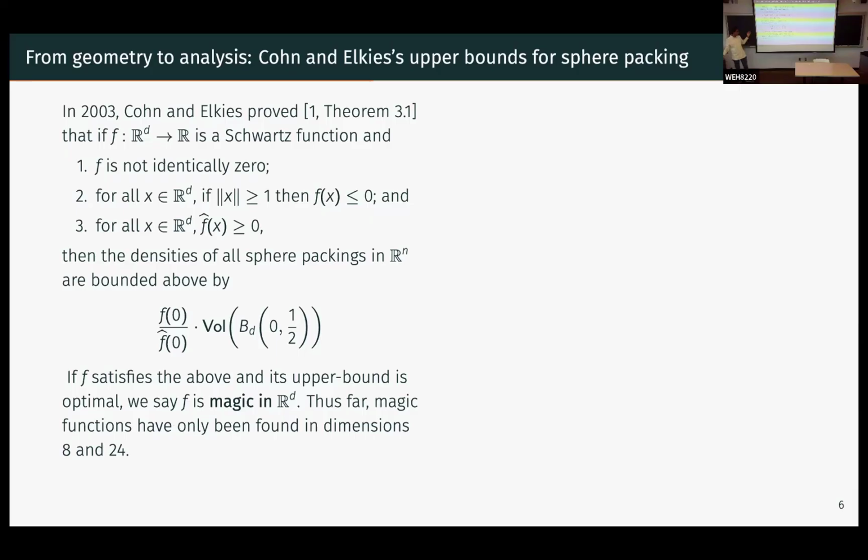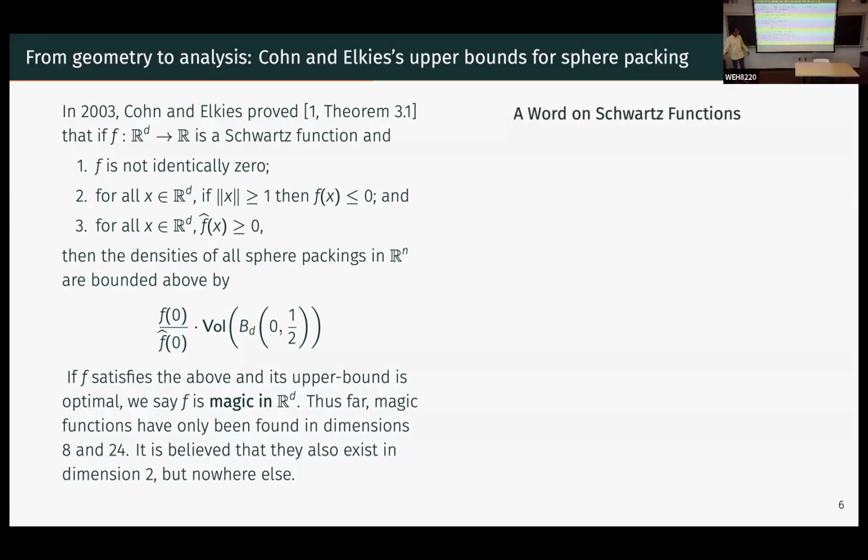Thus far, magic functions have only been found in dimensions 8 and 24 using this method of modular forms. Viazovska constructed one in dimension 8, and soon afterwards, along with Cohn, Kumar, and Miller, in dimension 24. Maybe there are also magic functions for dimensions 1 and 2, so it is believed that they exist. I don't know if they've actually found an explicit one in dimension 2, but I spoke to Viazovska a few months ago, and she said she's very sure that one exists. So I'll believe her.